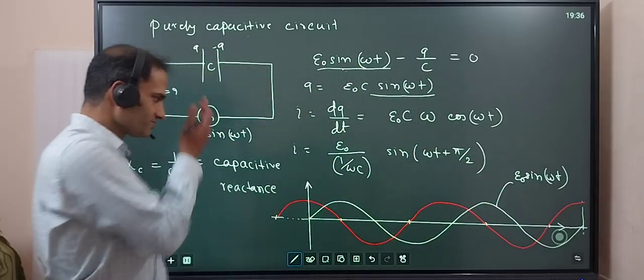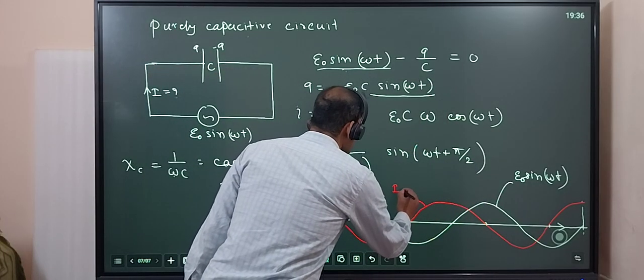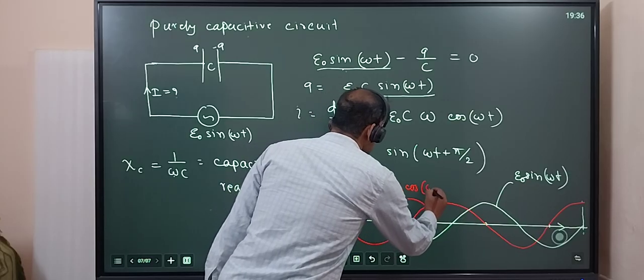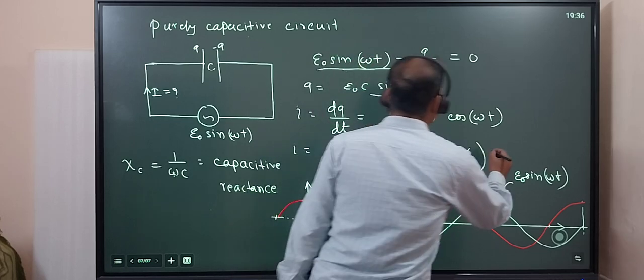What you see here, this is I naught cos omega t, right? This will be I naught cos omega t.